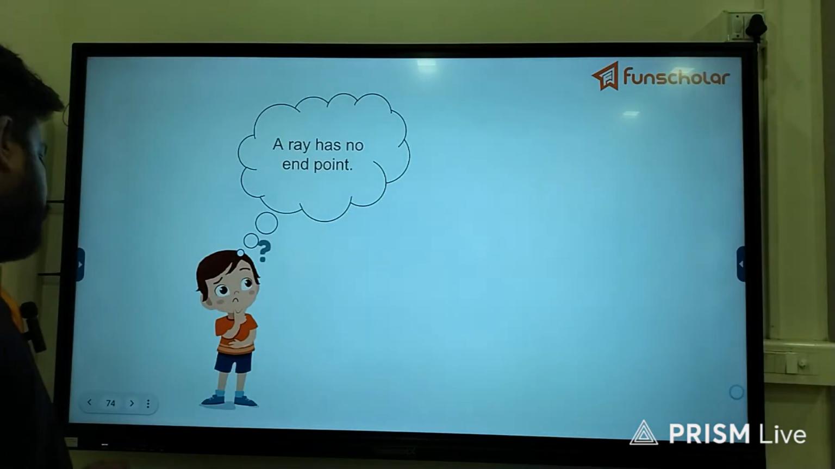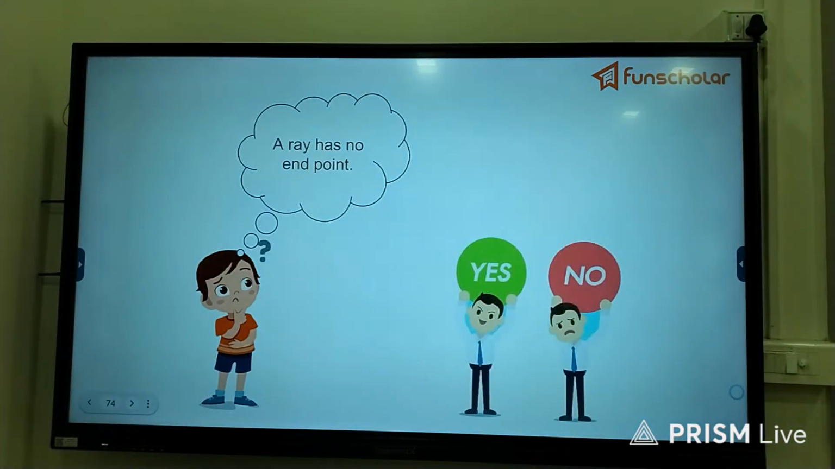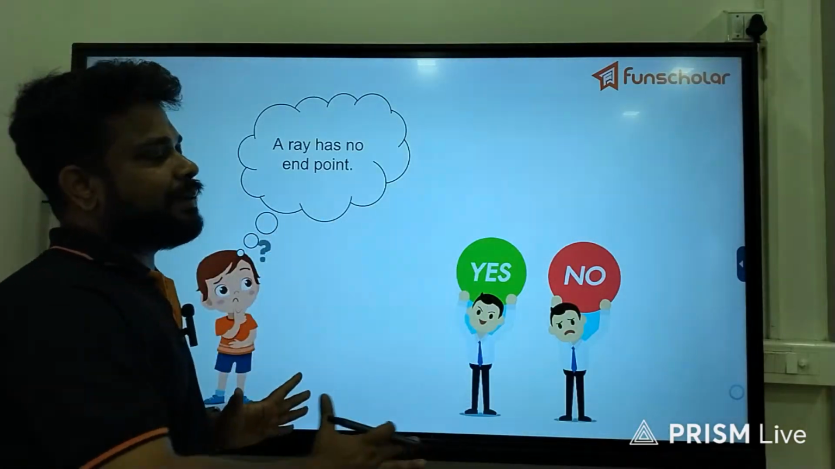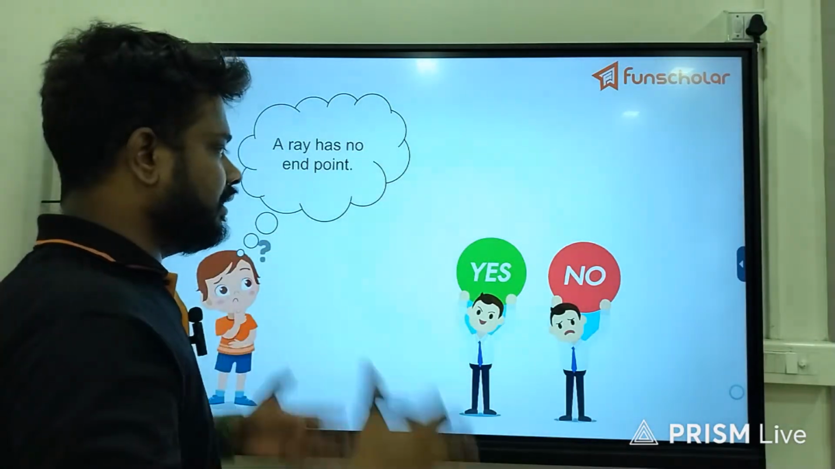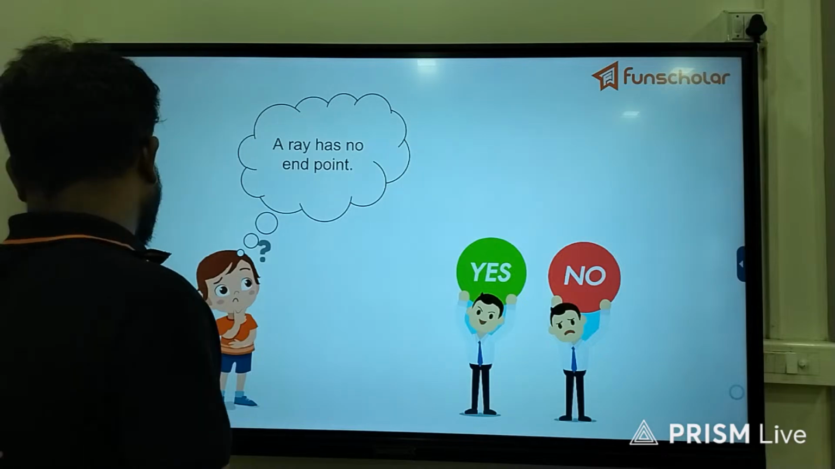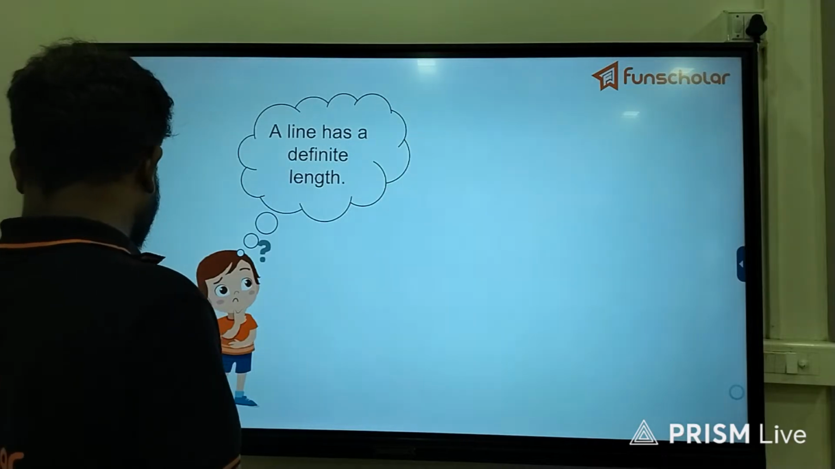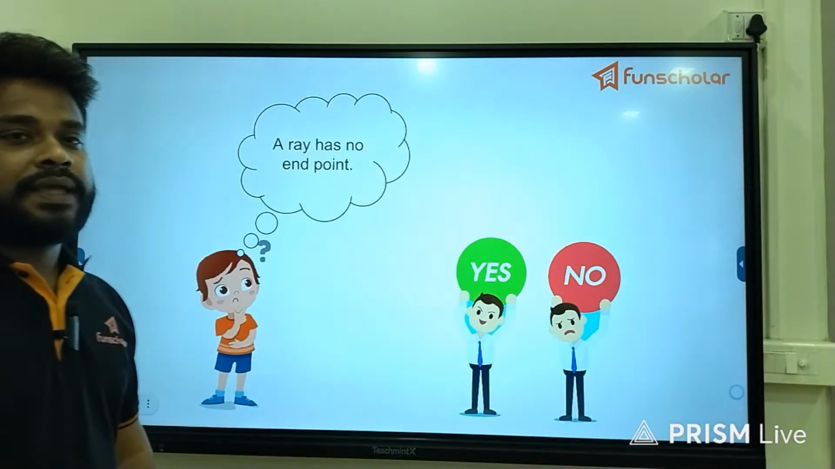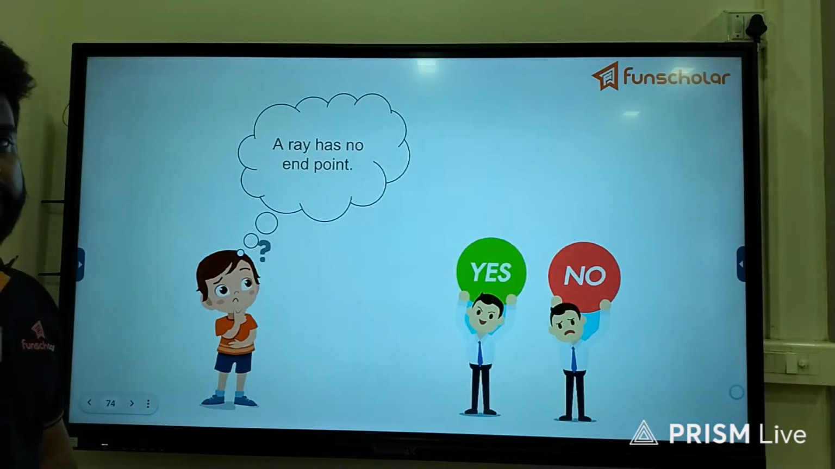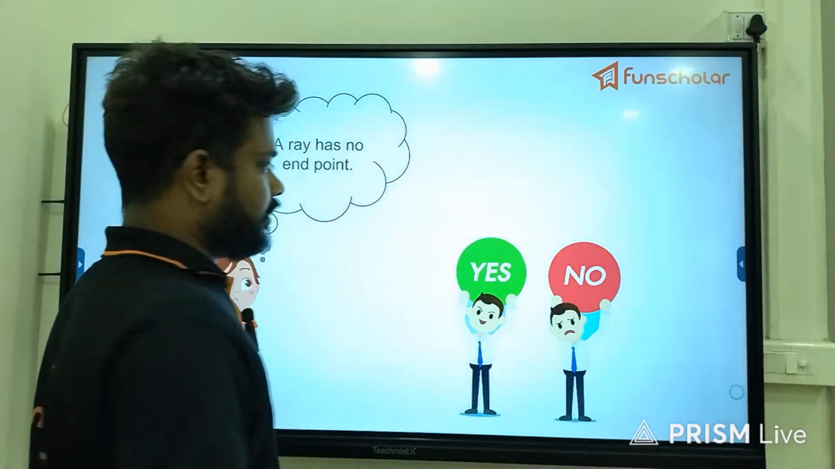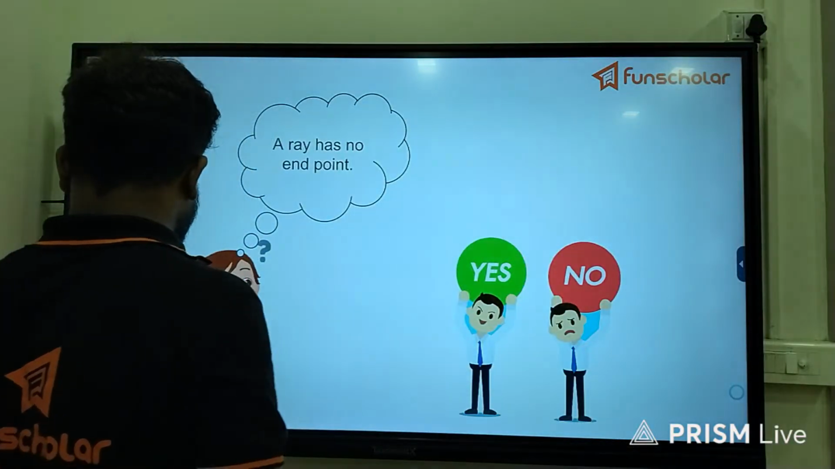A ray has no endpoint. Is it true? So this is like a chapter test of what we have already learned. A ray has no endpoint. Is it true? Yes or no? Yes, the ray has no endpoint. It has a starting point but no endpoint. Okay, so it will be yes.